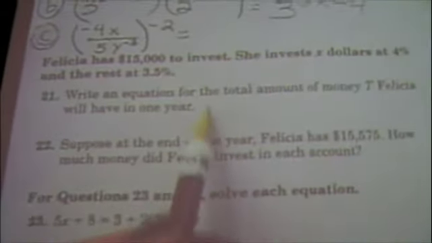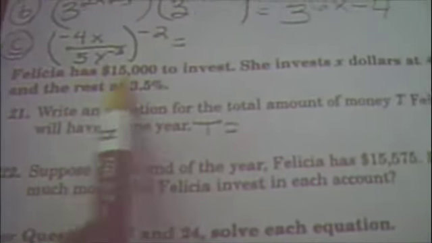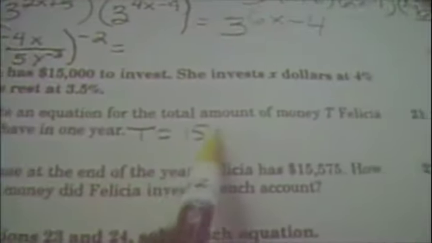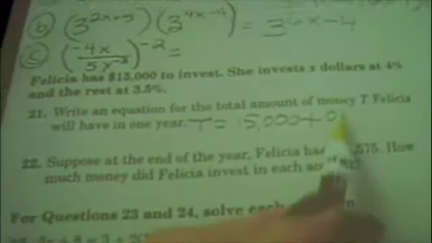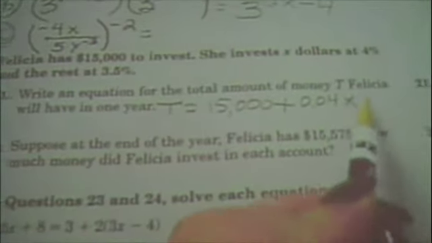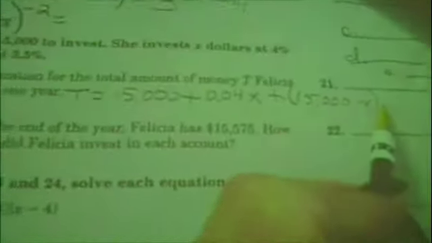And I want to tell you, you're going to be sure and simplify these problems before you write your final answer. If you're finding the equation for the total amount of money Felicia will have in 1 year, you're going to start with T equals. We know Felicia starts with $15,000, and she's going to make money. She's going to invest X at 4%. Remember to write 0.04X plus the rest. We use total minus X times 0.035. Okay?